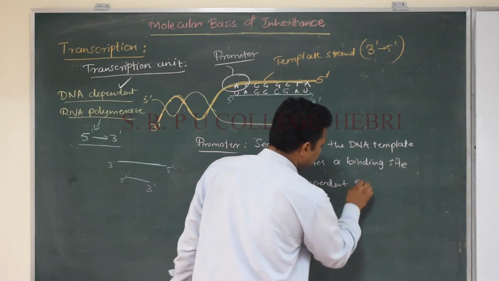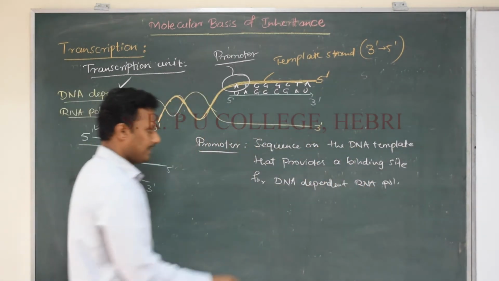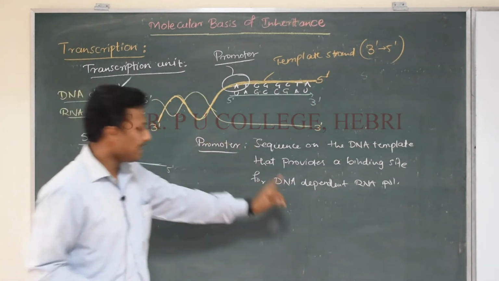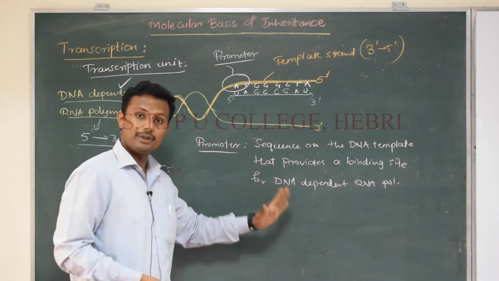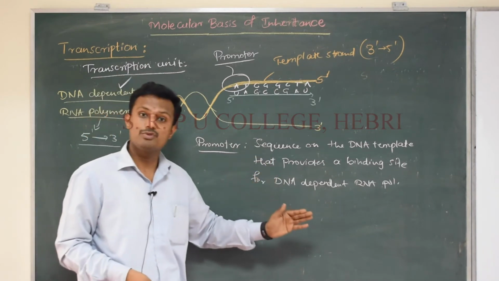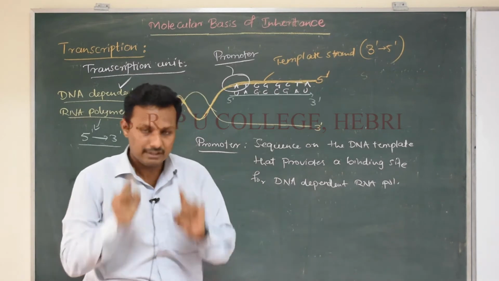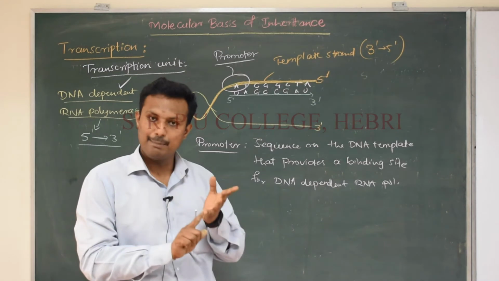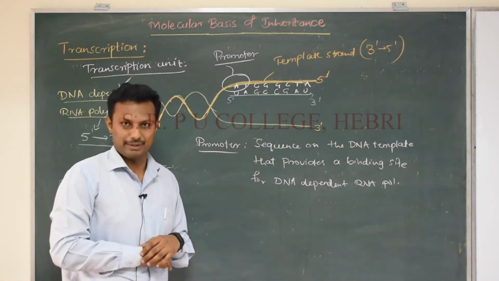DNA dependent RNA polymerase. Did I say DNA polymerase before? If I have said DNA polymerase, please correct yourself. It is not DNA dependent DNA polymerase, it is DNA dependent RNA polymerase. Please don't get confused. Here it is DNA dependent RNA polymerase, because in transcription what is being produced is RNA, not DNA. In replication, what is being produced is DNA, not RNA, and the enzyme there is DNA dependent DNA polymerase. In the case of transcription it is DNA dependent RNA polymerase. Right?